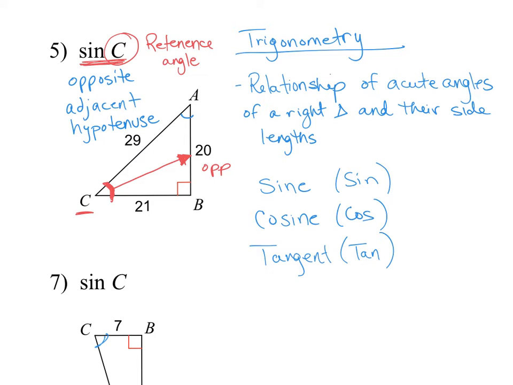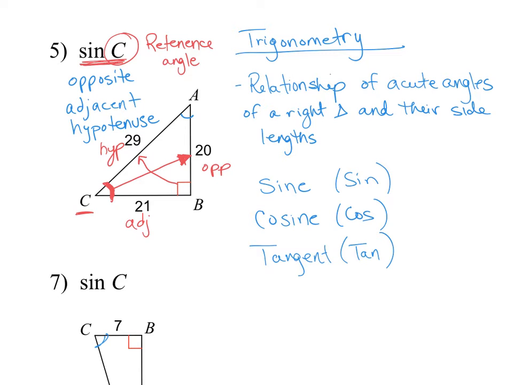Now, the hypotenuse never changes. The hypotenuse is always directly across from my right angle. And then by default, the remaining side that isn't labeled is the adjacent side.